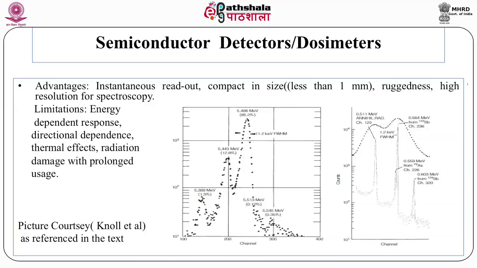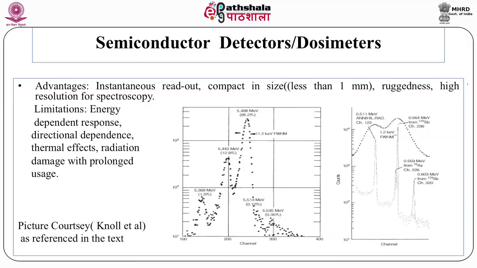They have instantaneous readouts, they're compact in size, they're rugged, and they have high resolution for spectroscopy because it requires only 3 eV to produce one ion pair. But what are the limitations? They have energy dependent response, and directional dependence, that means depending on the direction from which radiation is falling on the detector, the response might vary. Then temperature also changes their response, that's called thermal effect. And diodes are also known to change their response with time because of radiation damage caused to them over a prolonged period of time.